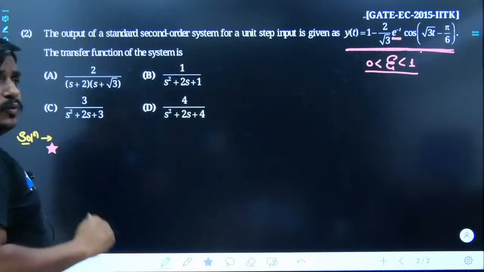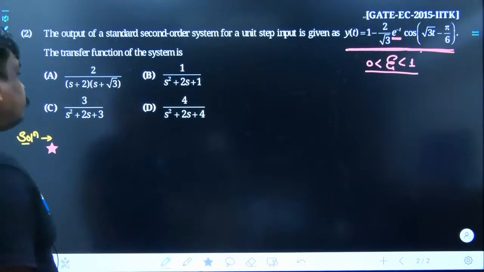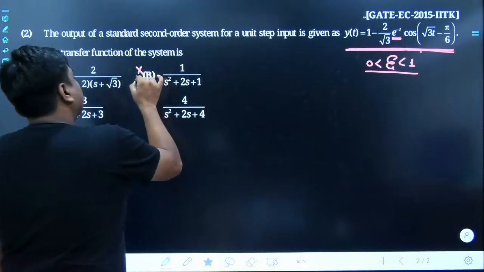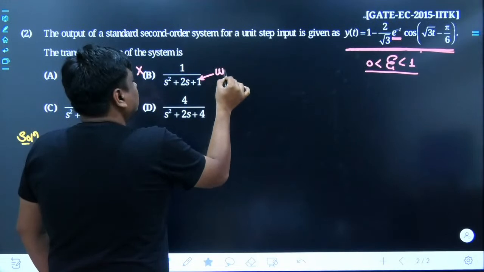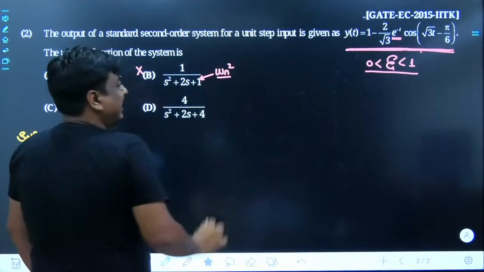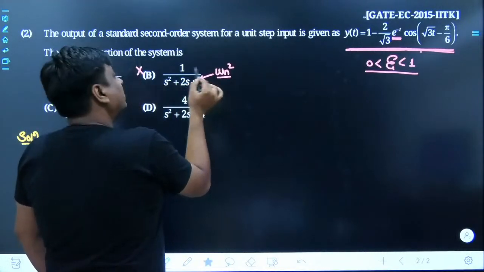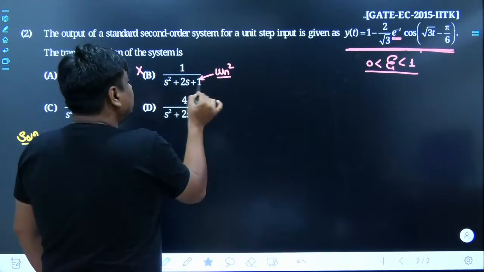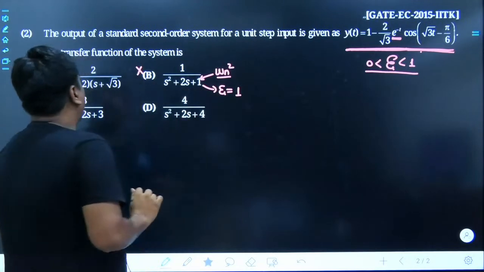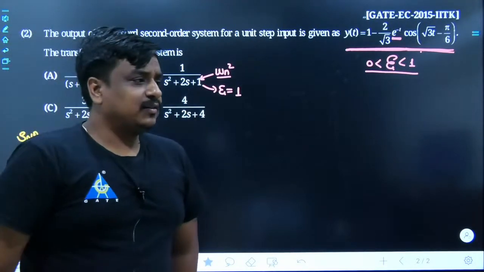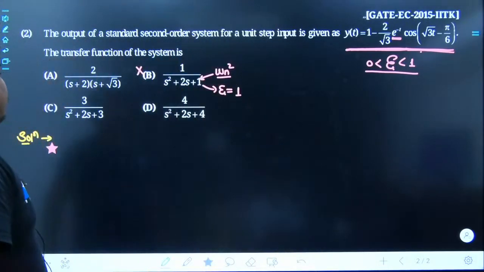So what we are going to do over here is filter out a few of the options which may not be relevant. See, B has been ruled out. Why? Because 1 is in the place of omega n square. If omega n square is 1, obviously omega n would also be 1. And here, in the place of 2 times zeta into omega n, where omega n is 1, obviously the value of zeta, at least for this problem, is 1. Obviously it has been ruled out. Option B has been ruled out. Could you understand what I am saying? Obviously it has to be an underdamped system.